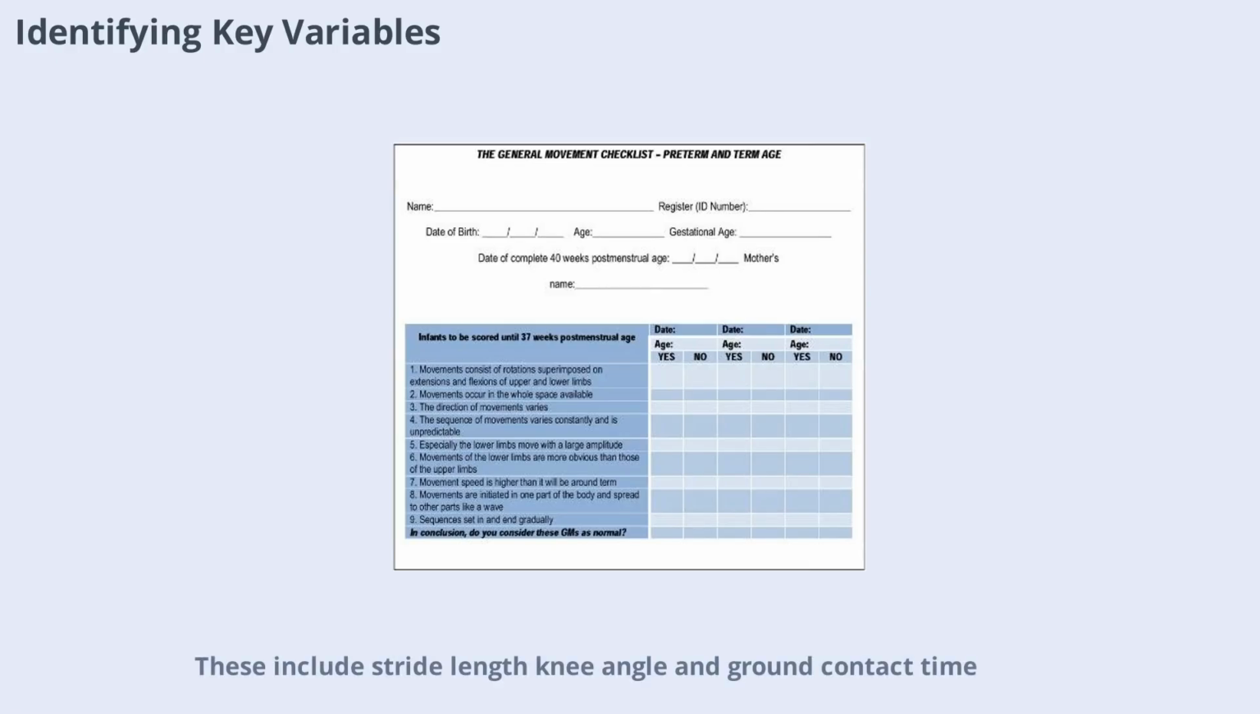In kinematic analysis, certain variables are especially important. These include stride length, knee angle, and ground contact time. By measuring and analyzing these variables, biomedical engineers can assess performance and identify areas for improvement. Each variable provides unique insights into how the body moves and responds to different conditions.